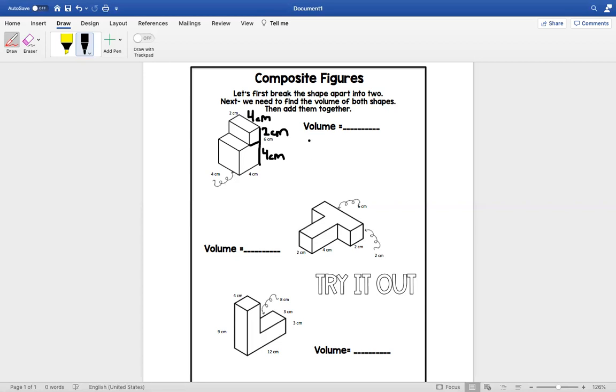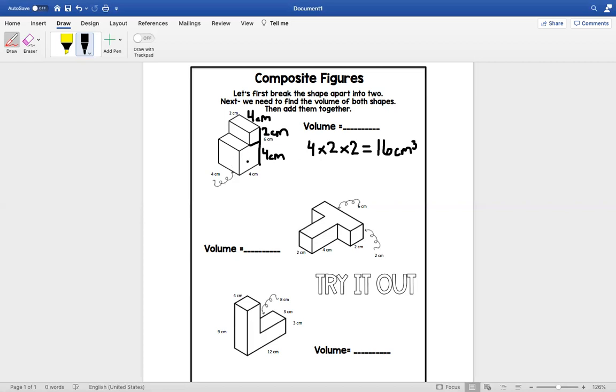So we're going to have to figure out the volume of the top shape by having 4 times 2 times 2. We know that 4 times 2 is 8, and then 8 times 2 is 16. So the volume of the top shape is 16 centimeters cubed. So I'll go ahead and write that right beside it. Remember, cubed, you can do CUCM, or you can do the CM with the little 3 in the corner.